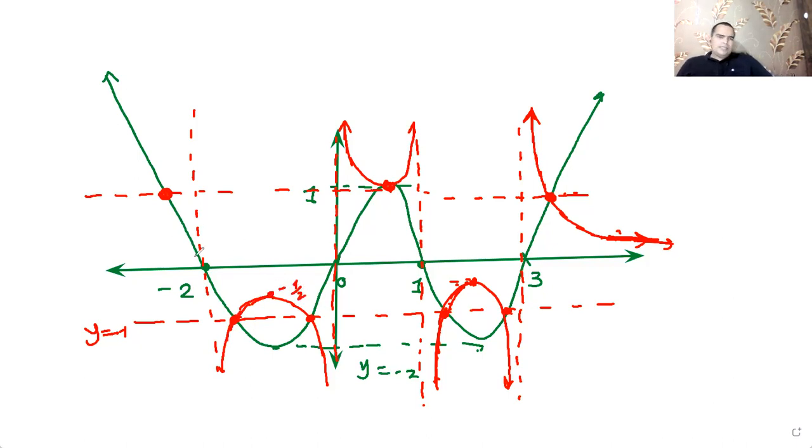Now the last part is, as you can see, this is going towards positive infinity. The reciprocal will slowly come towards 0. So this is how you sketch the reciprocal function for this particular example.